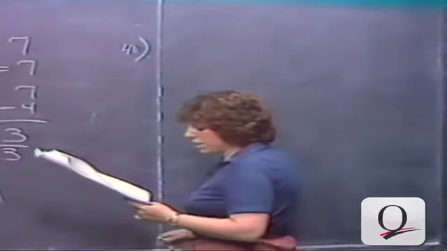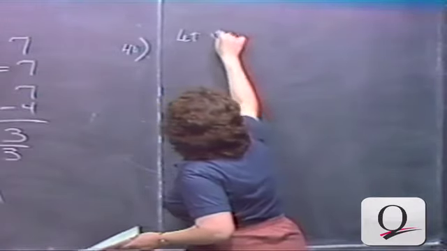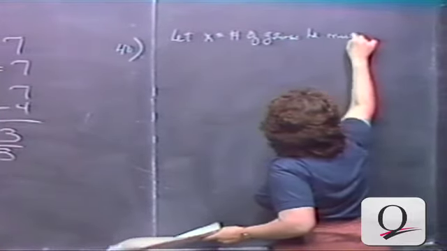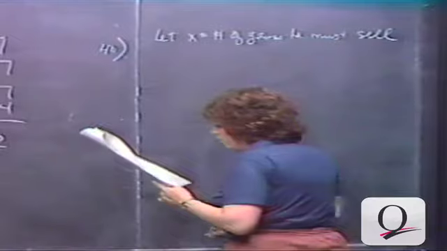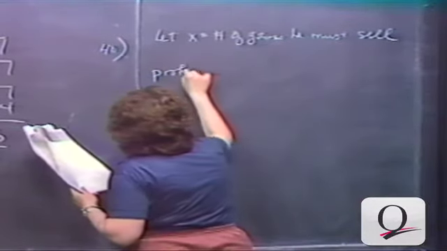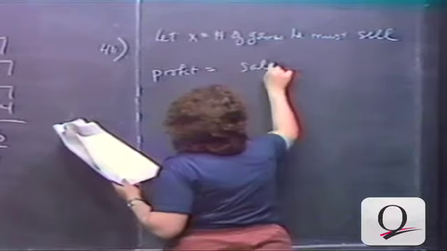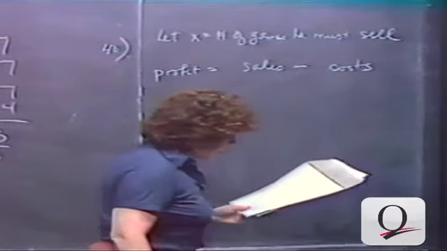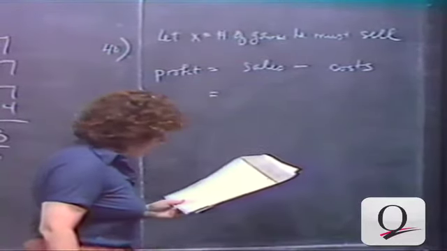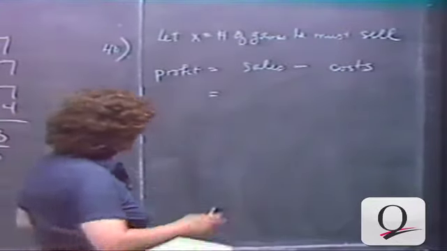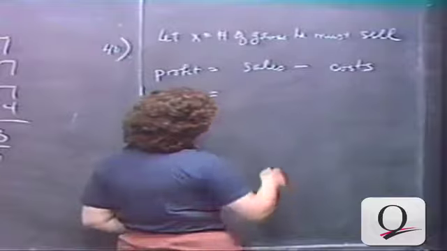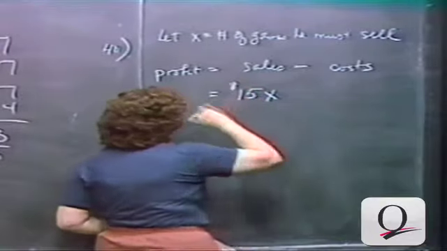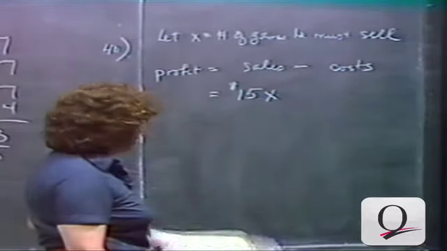Okay, we want to find out how many games he must sell. So let x equal the number of games he must sell. As in earlier problems, we have that the profit will be equal to the total sales minus the costs. Now, he is selling the games at $15 per game. We're not sure how many games he must sell. Let's say he sells X games. Okay, the total sales will be 15 times X dollars. $15 per game, and he's selling X games.